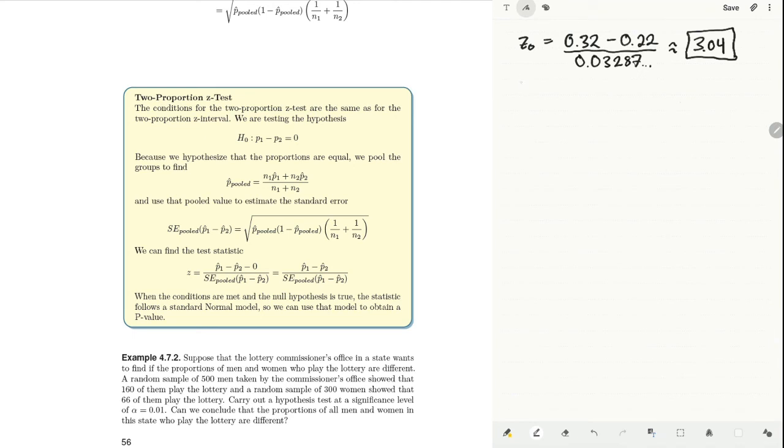So now we can calculate the p-value. Our test is a two-sided or two-tailed test because our alternative is two-sided. Which means that the p-value will be the area of both tails under the standard normal curve. And so we calculated our test statistic to be 3.04. And so the p-value is going to be the area of both tails from our test statistic.